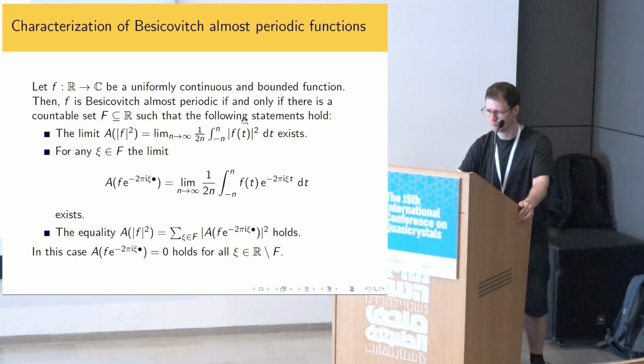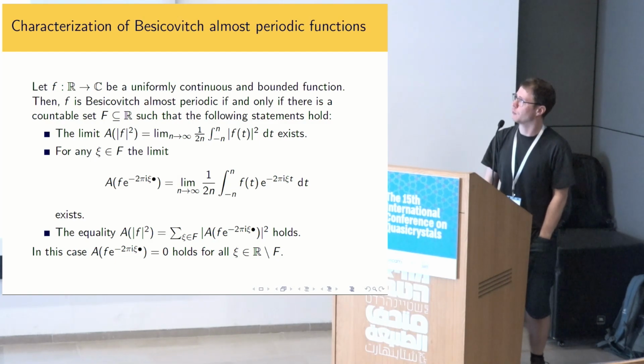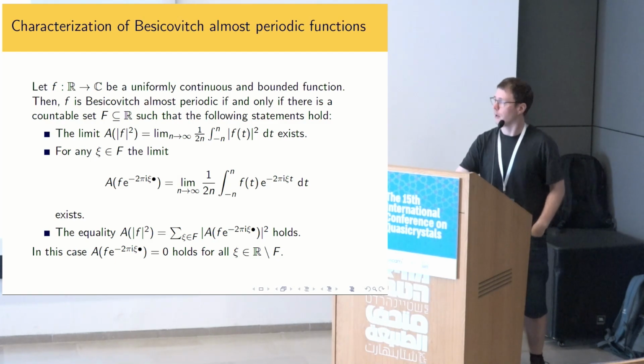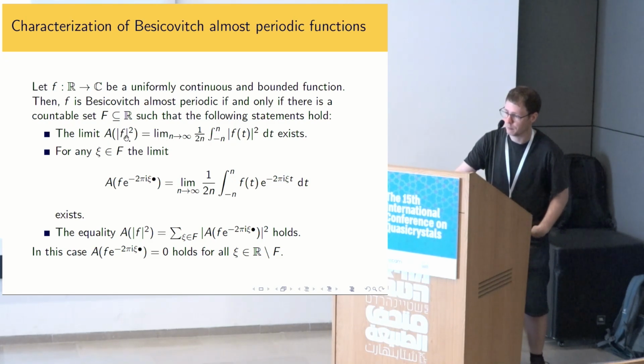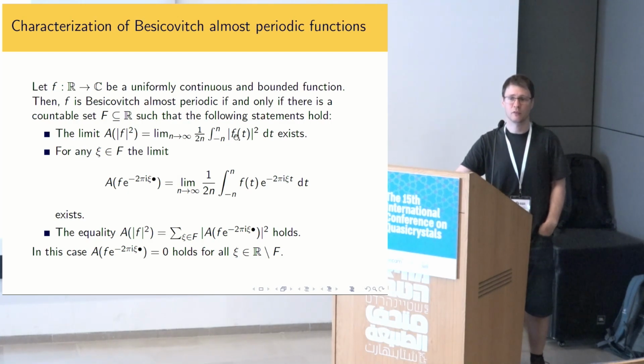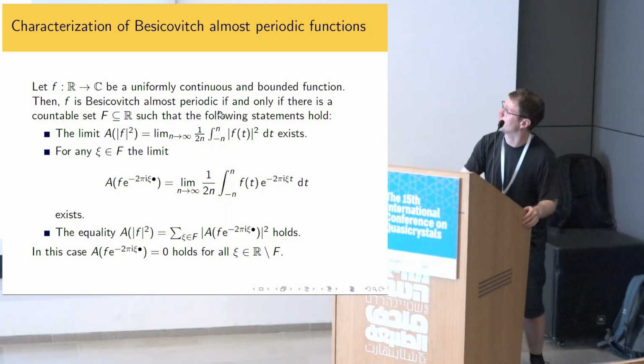The trick is, there's actually a different characterization for Besicovitch almost periodicity. I don't want to go through all of it, but in particular it means that if I take the absolute square of the function, and this is basically the classical mean, I take the absolute square, integrate it from -n to n, divide by 2n, then this limit has to exist. And for the function I just showed you, this limit, one can actually compute it, does not exist. So it cannot be Besicovitch almost periodic.